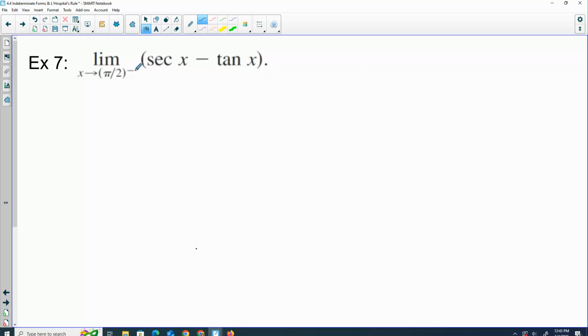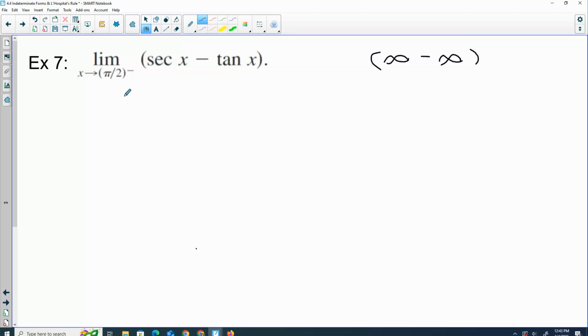If you are approaching from the left, that means you're smaller than pi over 2, so you're in the first quadrant. So everything in the first quadrant is positive. Okay, so we have infinity minus tangent of pi over 2, which is also undefined, and it's approaching infinity. So this is infinity minus infinity.